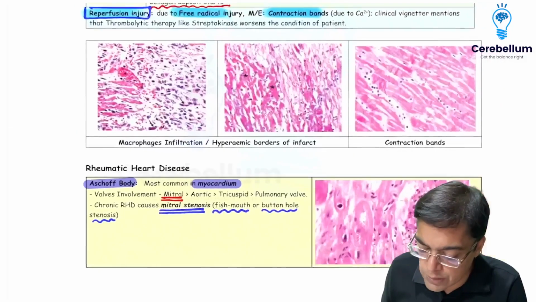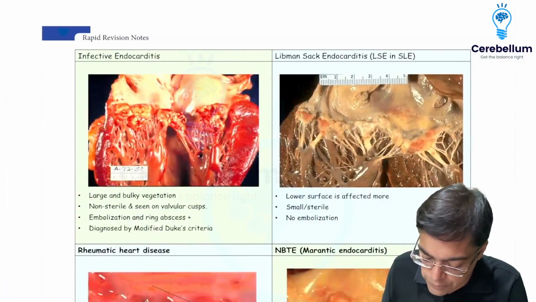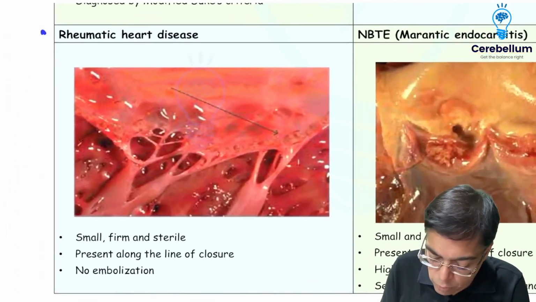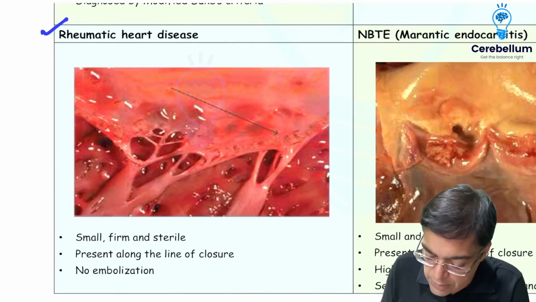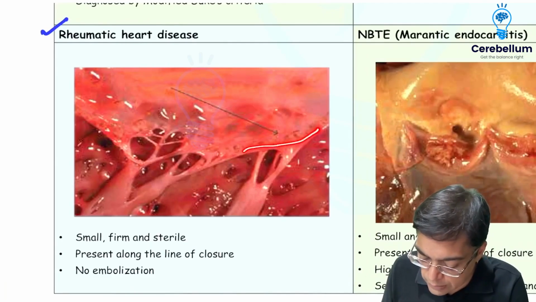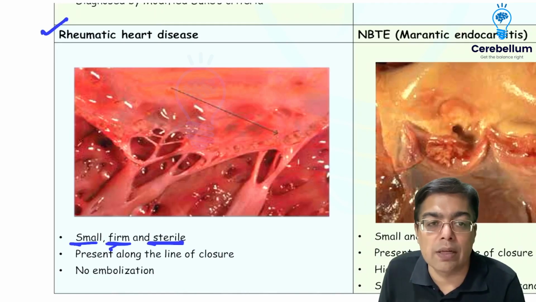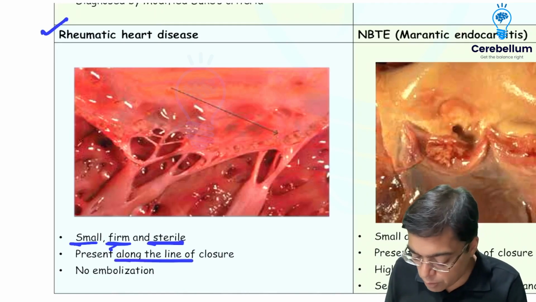So important questions are asked in the exam with regards to vegetations, and therefore we just quickly have a revision about the properties of a vegetation that are seen in a patient having rheumatic heart disease. The vegetations, as you can characteristically see, are small in size. They are very tightly attached, that means they are firm, and they do not contain bacteria, so they are sterile.